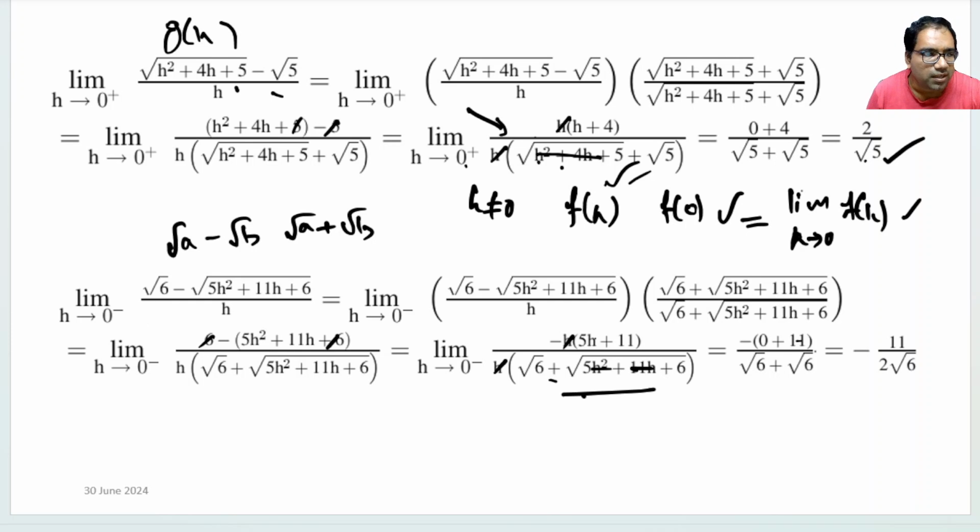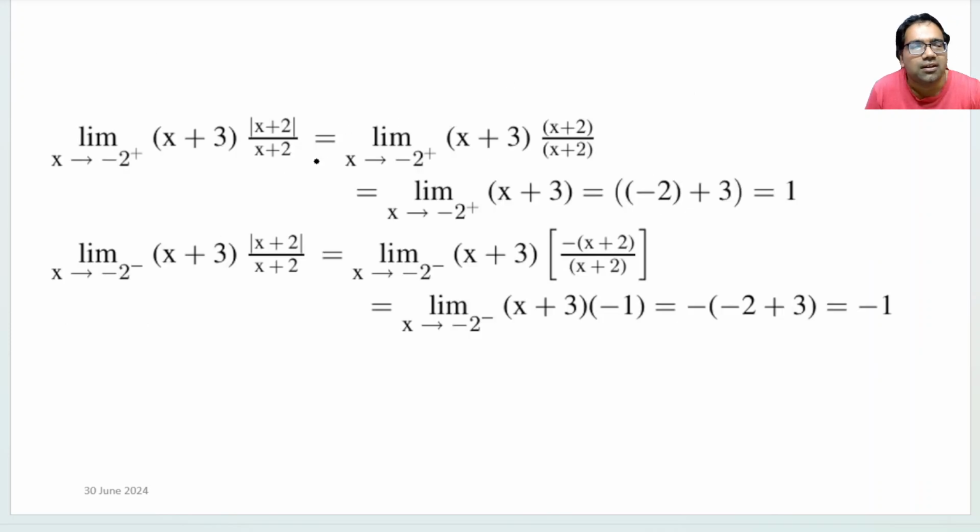Okay, let us take one more example. This one, minus 2 plus. Obviously the denominator is becoming 0. What do we do here? There is the absolute value of x plus 2 in the numerator, and the denominator is the normal x plus 2. Here this is 0 and this is minus 2. What we are saying is that we are approaching from this side.